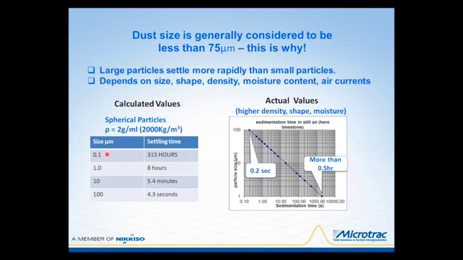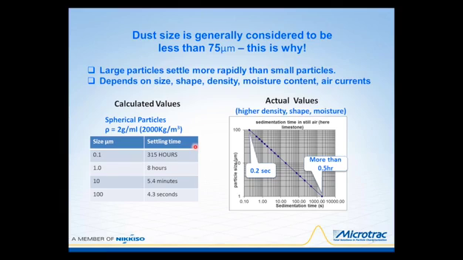When we look at a size of 1/10 of a micron or 100 nanometers, the settling time for those particles will be on the order of 315 hours. But as we go to larger and larger sizes, up to 100 microns, we notice that the settling time decreases dramatically. For 100 micron particles, we're looking at a settling time of 4.3 seconds. So these large particles at 100 microns will drop out of the environment very, very rapidly, especially compared to something that's on the order of 100 nanometers.